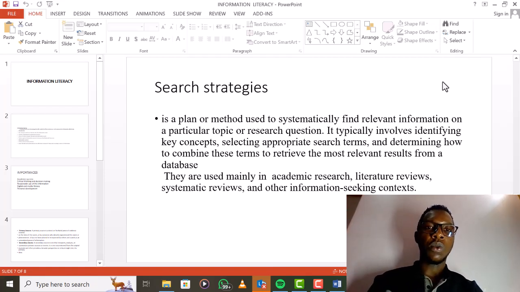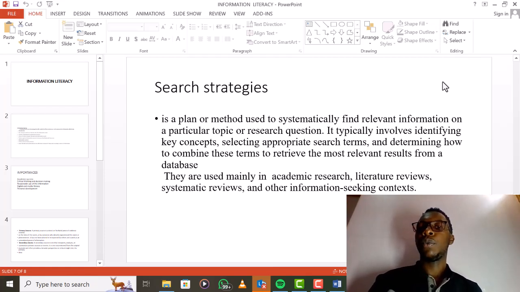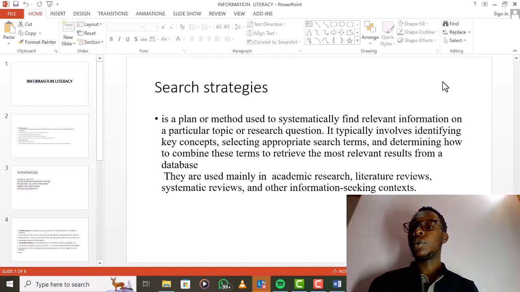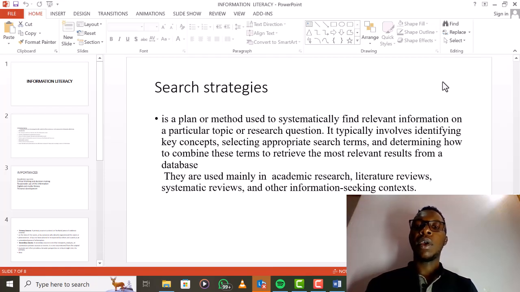So we shall be looking at search strategies. It is a plan or method used to systematically find relevant information on a particular topic or research question. It typically involves identifying key concepts, selecting appropriate search terms, and determining how to combine these terms to retrieve the most relevant results from the database. They are used mainly in academic research, literature reviews, systematic reviews, and other information-seeking contexts.